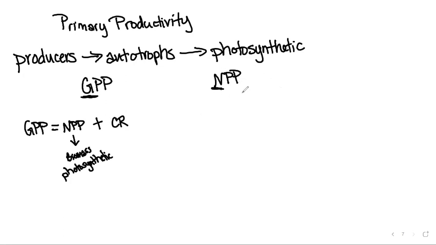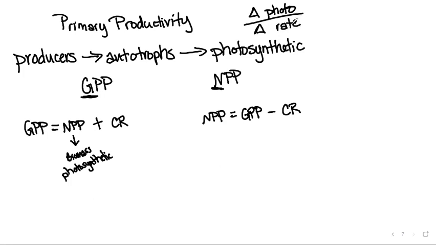Net primary productivity, we can take this formula and figure out what it is. Net primary productivity is equal to gross primary productivity minus the rate of cellular respiration. Okay. So if you're asked on a test to define primary productivity, make sure that you're remembering that it is a rate. It is the change in photosynthetic activity over a given amount of time. Okay. So rate of photosynthesis, or the rate at which plants take sunlight energy and convert it into food resources. That would be appropriate as well.